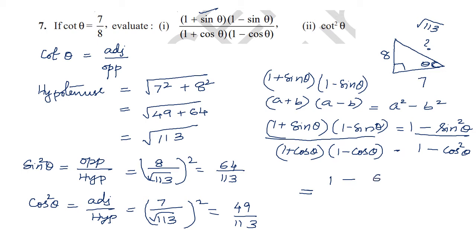So what are you going to get here? 1 minus 64 by 113 by 1 minus 49 by 113. As you go much more into this chapter, it will be easier for you. 1 minus cos square theta is equal to sine square theta, and 1 minus sine square theta is equal to cos square theta. So it just becomes ulta. Okay. Now what happens, you tell me?